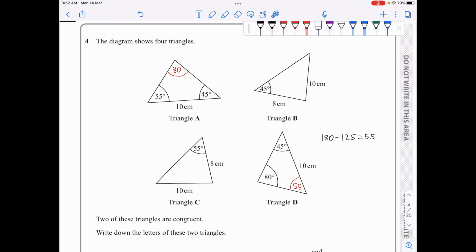And I also notice that the 10 centimeters is the side that connects the 55 to the 45, which is also true for triangle D. So it must be A and D. For triangles C and B, I only had one angle, so I couldn't really follow this approach. So my answer is A and D.